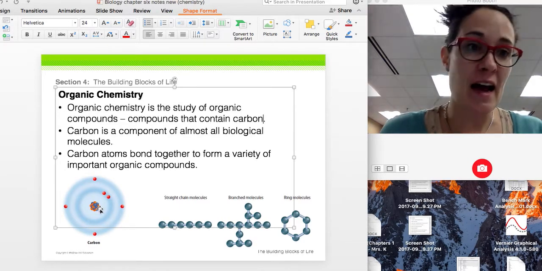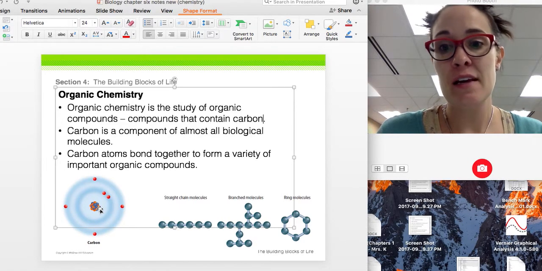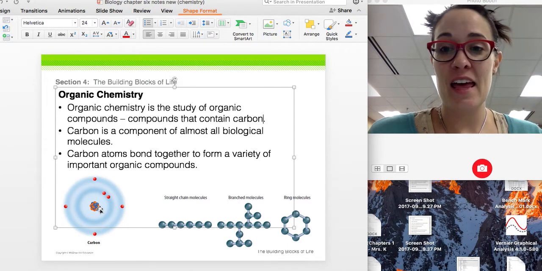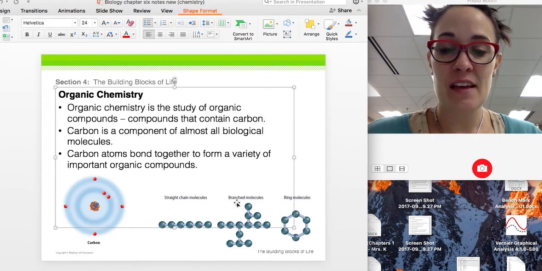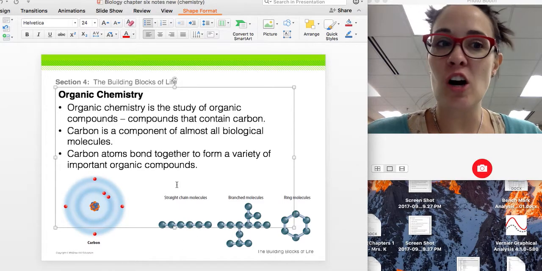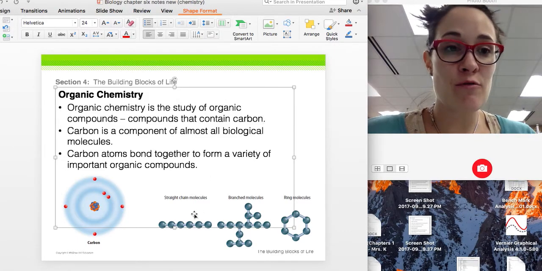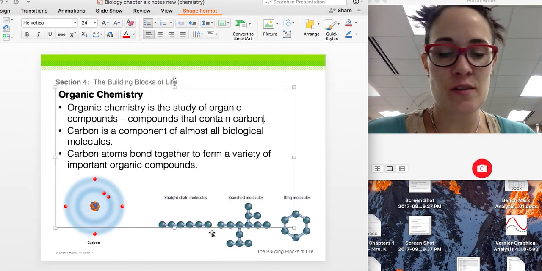And here's a carbon atom, which we've drawn before. It has 4 electrons in the outer shell. And because of that, carbon needs 4 to be happy. And so it can form 4 bonds on every side. And it usually does, unless it's double bonded with something.